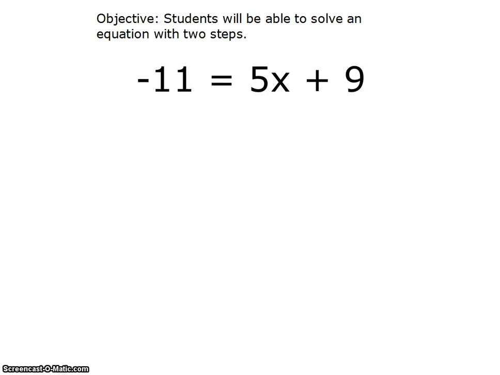Okay, we're going to do another example. Here's your street. We want to get everything away from the x. That means we want to get rid of the 5, and we want to get rid of the 9. And to be able to get 0 first, we're going to get rid of the 9. So if you have 9, we're going to take it away to get 0.